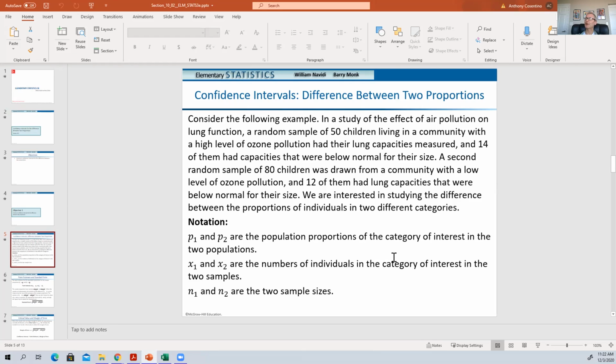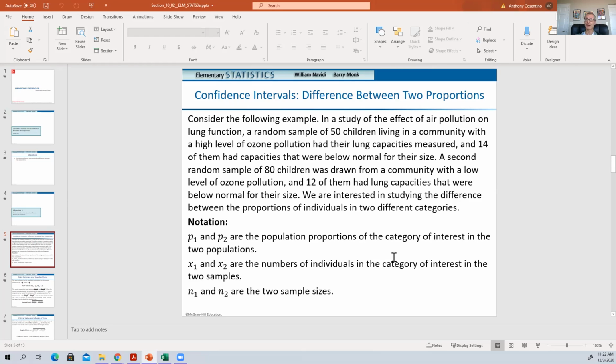And then a second random sample of 80 children was drawn from a community with low ozone levels. And there, 12 of them had lung capacity that were below normal. So remember, there would be 68 of them that had lung capacity above normal. So here we're going to compare the proportions. We'll call that P1 and P2. How do you get that? Well, each individual with low lung capacity we'll call X1 and X2, and our sample sizes will be N1 and N2. And so it's very similar to what we did in the last section.